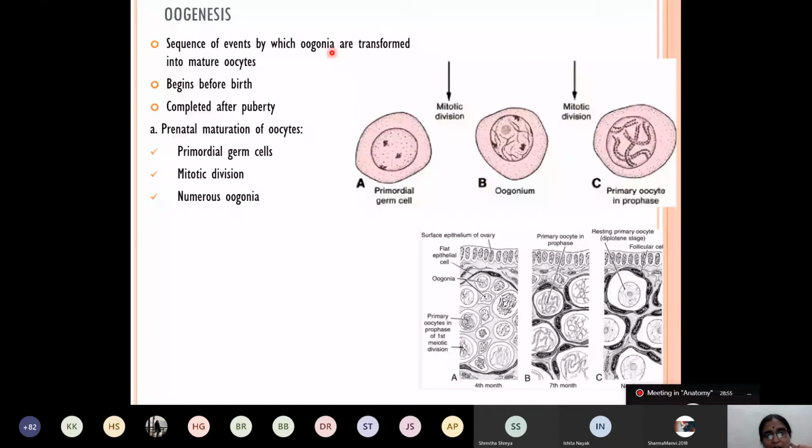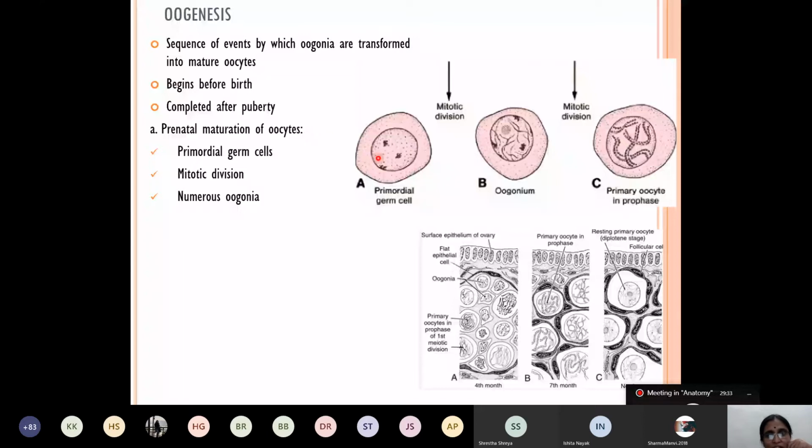Now, what is the difference between oogenesis and spermatogenesis? In the case of spermatogenesis, it begins after puberty, whereas oogenesis begins before birth and is completed after puberty. This is the main point. What is the process happening before birth, in the prenatal maturation of the oocyte? First and foremost, there is the appearance of the primordial germ cell, known as oogonia.